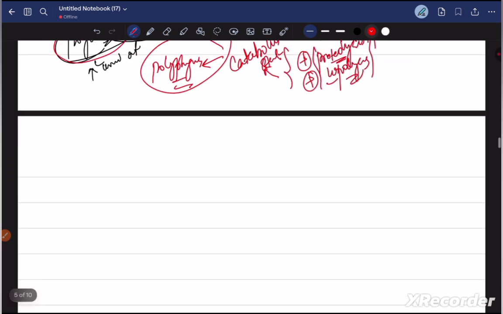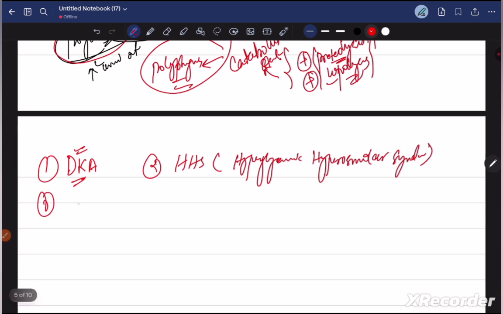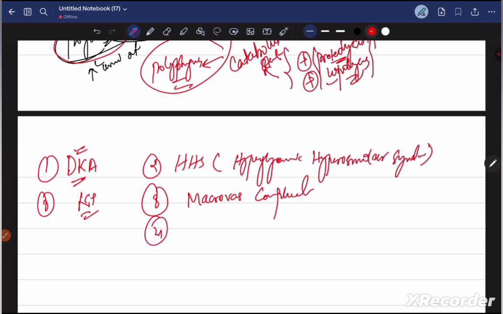Now, in the next lecture, we will be dealing with diabetic ketoacidosis, how it occurs. We will be dealing with HHS, that is hyperglycemic hyperosmolar syndrome. What is the effect of hyperglycemia on potassium in the body? We will be dealing with microvascular complications.